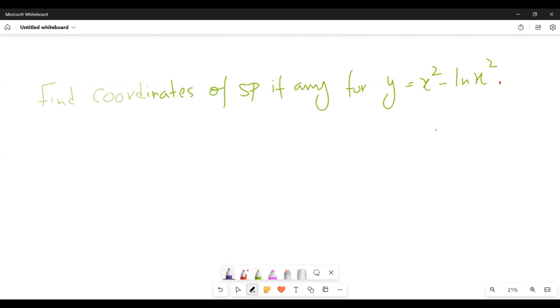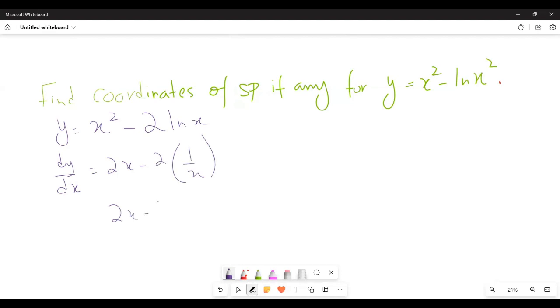First, I'm going to apply the property of log and simplify this slightly. I'll get y is equal to x square minus 2 ln x. Differentiate this: dy over dx is 2x minus 2. The derivative of ln x is just 1 over x. So we get 2x minus 2 upon x.